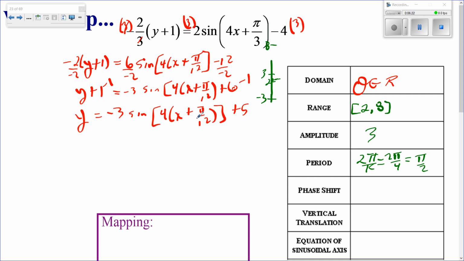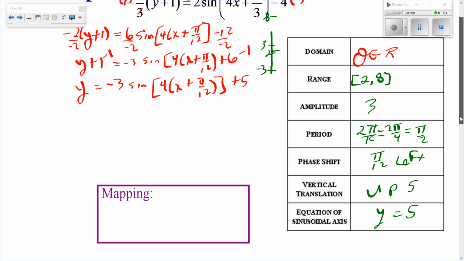Our phase shift, right here, pi over 12 to the left. Pi over 12, always indicate direction with it. Vertical translation, it's always right here. So it's going to go up 5. The sinusoidal axis is always attached to that movement because it's normally at 0. And if you take the graph and move it directly up 5 units, that's going to switch this now to y equals 5. All right, so those are all the characteristics of my graph.